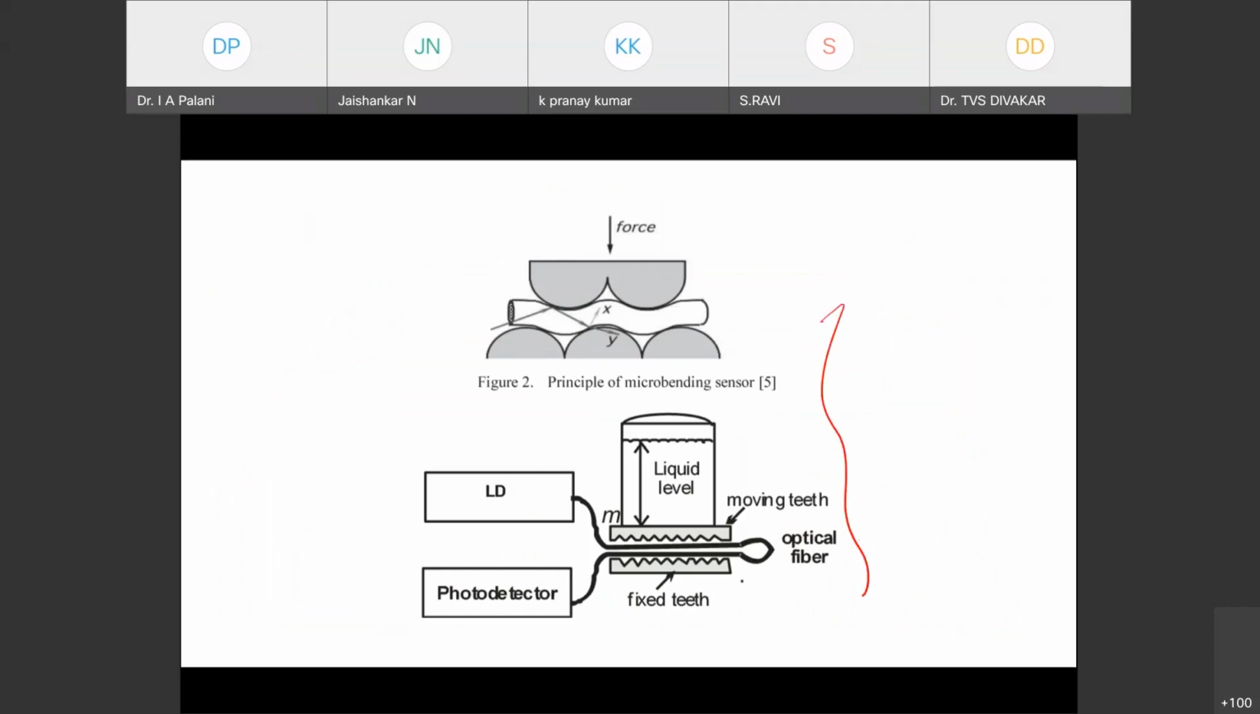Okay, this is one example of a microbending sensor where you have a liquid which is filled. Based on the liquid level, a kind of force is exerted on the optical fiber.